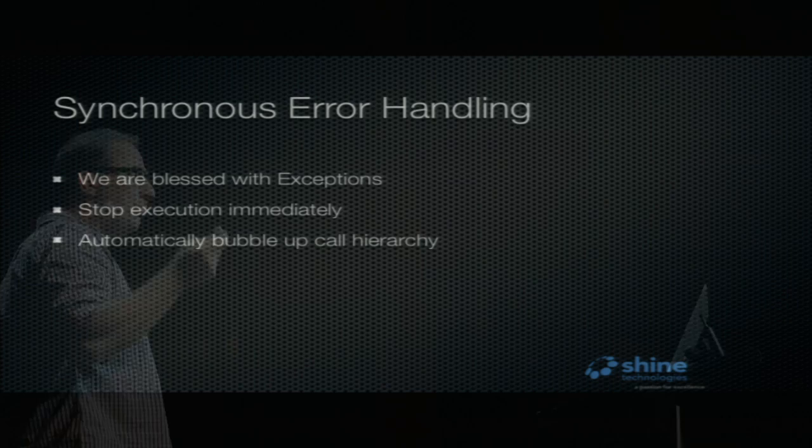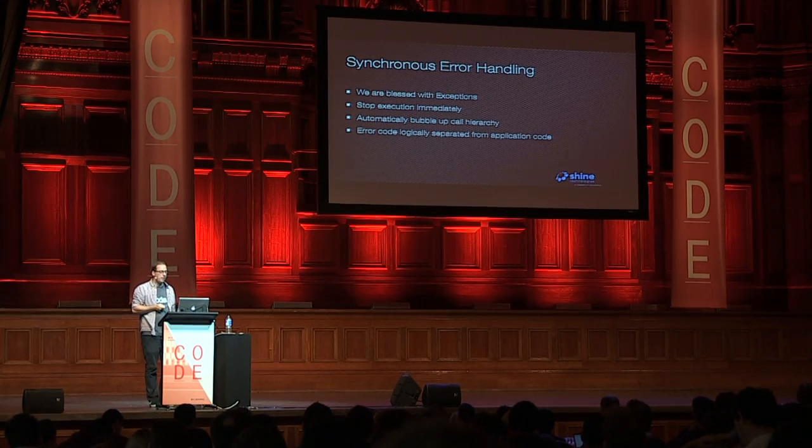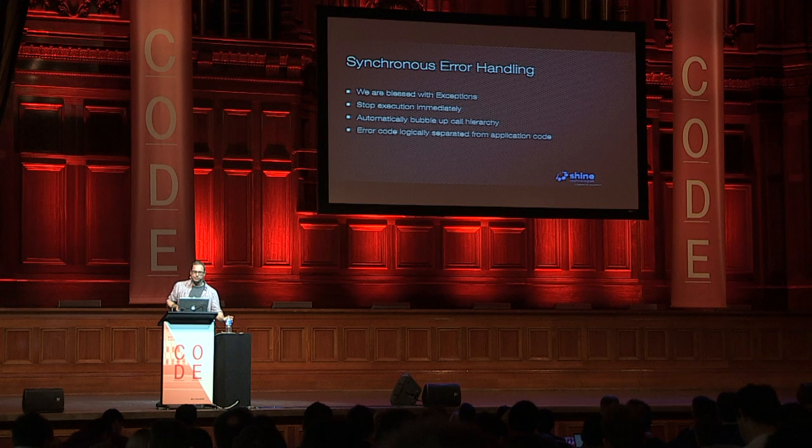Exceptions also give us this automatic bubble up the call hierarchy, so we can actually choose a place within our application where we want to put our error code. Wherever we want to catch that exception, we can put our error code. So the error code becomes logically separated from our application code, and we get that by using exceptions.